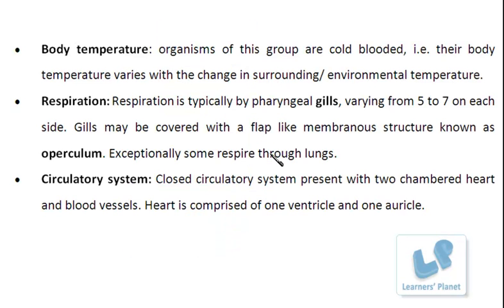slits, of course. Regarding gill slits, I must say that these are present in the pharyngeal position, so they are known as the pharyngeal gills, and they vary from 5 to 7 on each side. These 5 to 7 gill slits may be covered with a flap-like membranous structure which is known as operculum. What I mean is that there are some fishes in which the operculum is present, covering the gills, and in some others the gill slits are not covered by the operculum.